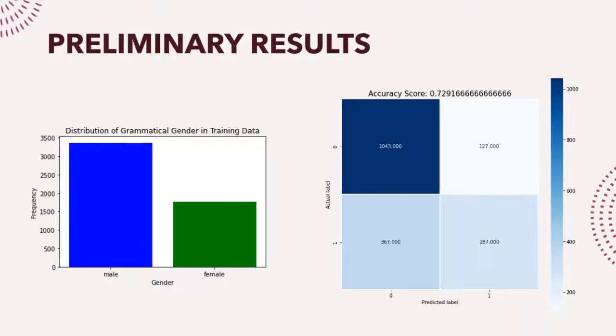Preliminary results from the model trained just on word endings demonstrated a 73% accuracy in predicting the gender of Hindi nouns. The training corpus comprised 5,161 Hindi nouns, the majority of which were masculine. 73% of these nouns were classified into their correct gender category by our model. However, the model misclassified 367 masculine nouns as feminine and 127 feminine nouns as masculine.